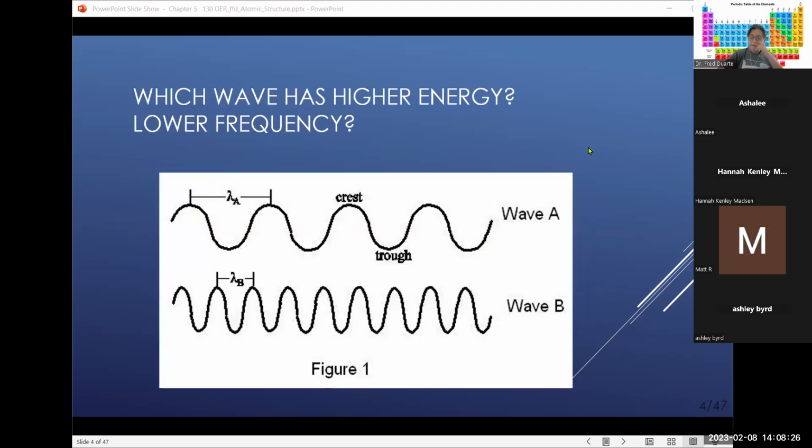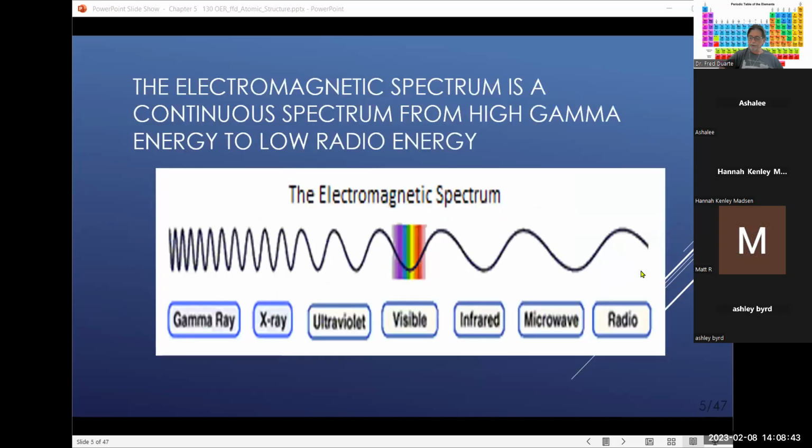In this case, it says which wave has a higher energy and which has a lower energy. You can see that B, being short in wavelength, would have the higher energy, and A would have the lower frequency.